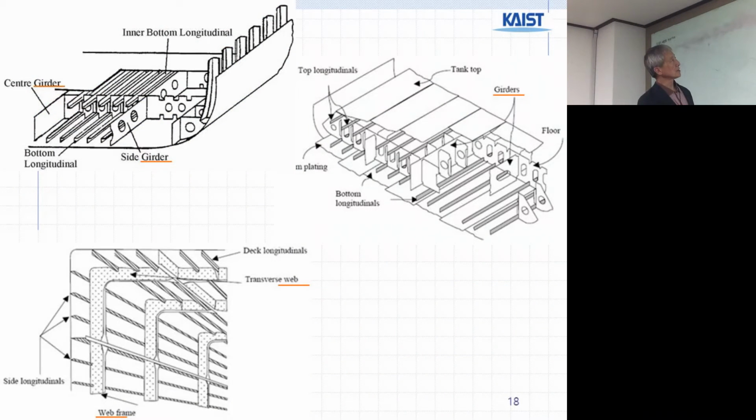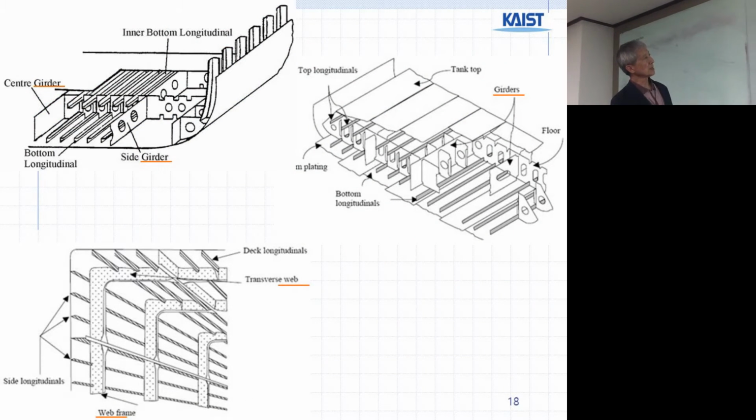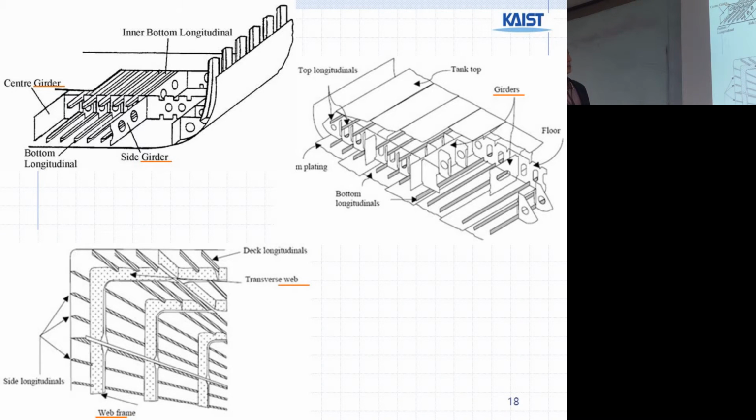And then girders come. A girder is a little bit bigger frame, something like that. In the middle there is a stronger frame here. We call this the girder, and then also web. Web is another name for transverse. So we call this a web.